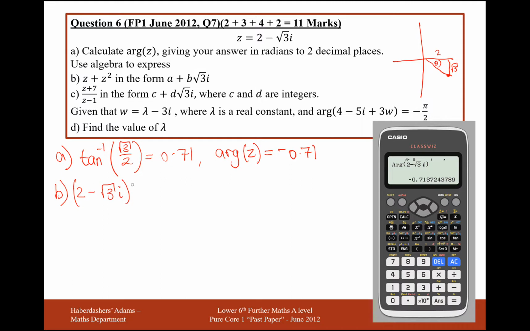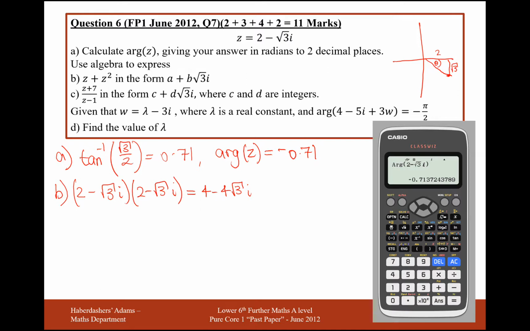I'll first work out z squared, so 2 minus root 3i. Remember, anytime you square a complex number, it's not as easy as just squaring the real bit, squaring the imaginary bit and adding the two together. It's one of these ones where you have to expand a double brackets. So we get 4 minus 2 root 3i and another 2 root 3i, so that would be 4 root 3i.